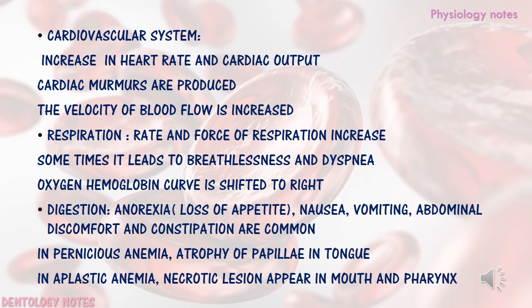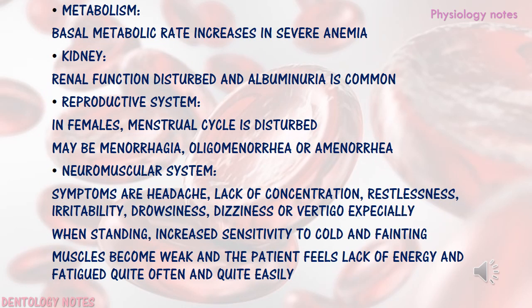Digestion: anorexia, loss of appetite, nausea, vomiting, abdominal discomfort and constipation are common. In pernicious anemia, atrophy of papillae in tongue. In aplastic anemia, necrotic lesions appear in mouth and pharynx. Metabolism: basal metabolic rate increases in severe anemia. Kidney: renal function is disturbed and albuminuria is common.